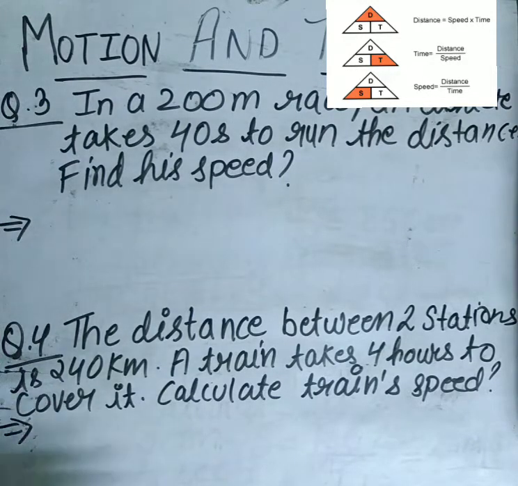It is not useless, it is related to our daily life only. So in the third question it says that in a 200 meter race an athlete takes 40 seconds to run the distance. Find his speed. 200 मीटर की रेस है, एथलीट को 40 सेकेंड लग रहे हैं, हमें डिस्टेंस हमें स्पीड निकालनी है.